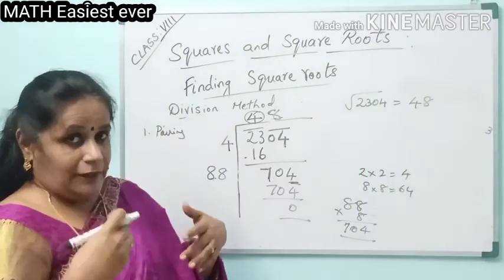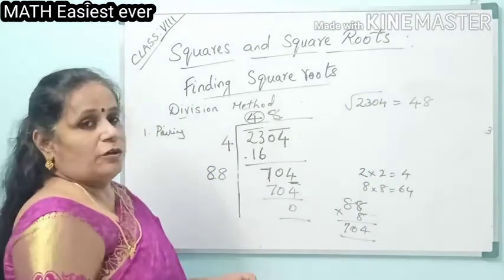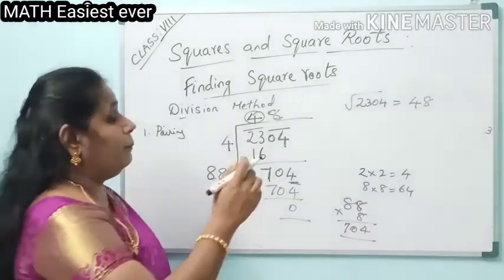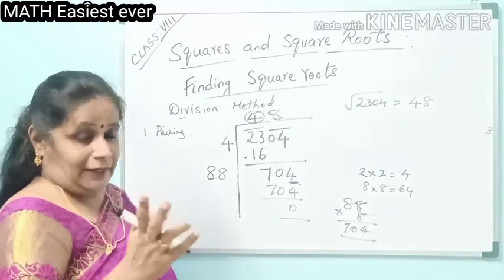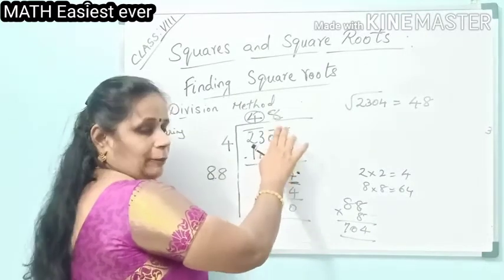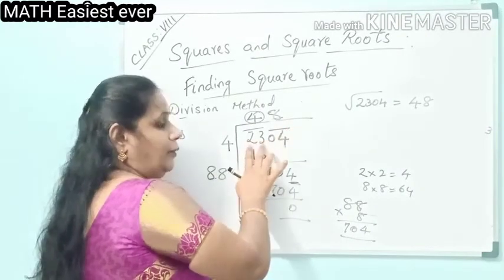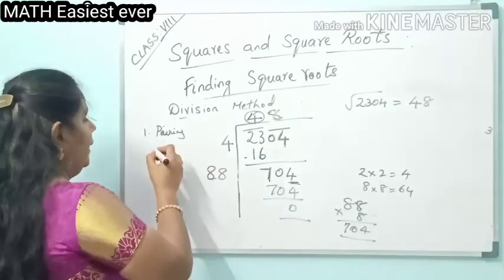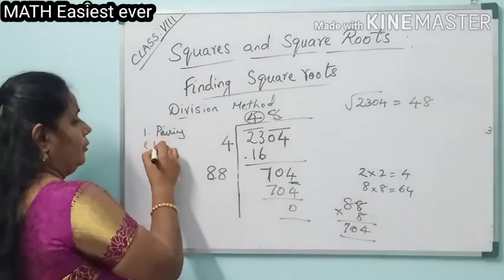Let me recall it once again. So once you get the number, what you have to do is, you have to pair it and place a bar over the pair. That is 04, you have placed a bar over 04. 23, you place a bar over 23. First job is pairing and bar. You have to place a bar.